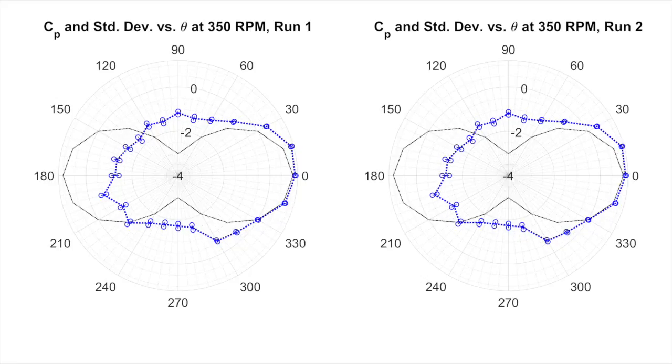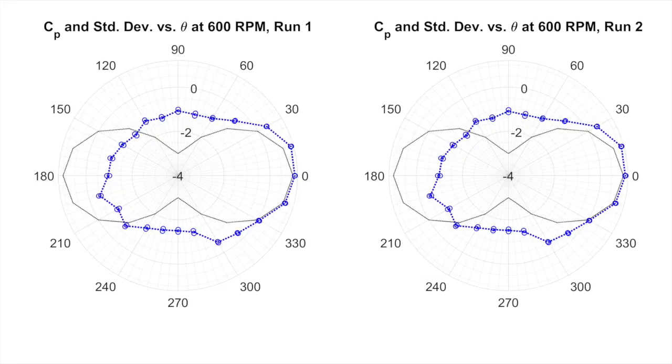All right, here we see our next set of runs at 350 RPM, producing a mean velocity of 11.8 meters per second and a Reynolds number of 7.8 times 10 to the 4. You can also see in our 600 RPM graph, where we ran it at an average velocity of around 21.2 meters per second and a Reynolds number of 1.41 times 10 to the 5th.